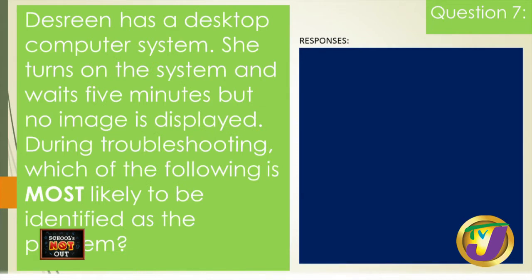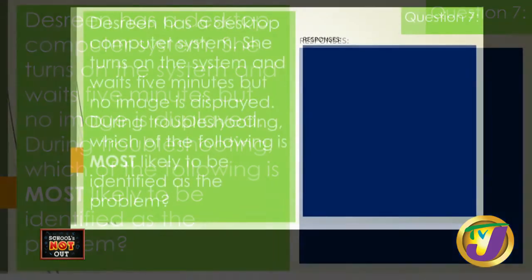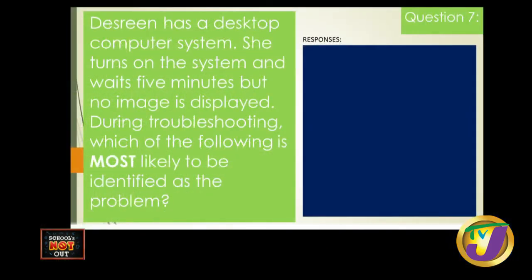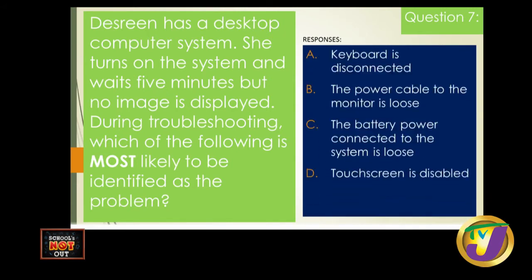Next question. Question 7. Desireen has a desktop computer. She turns on the system and waits 5 minutes, but no image is displayed. During troubleshooting, which of the following is most likely to be identified as the problem? A. The keyboard is disconnected. The keyboard is disconnected and there is no image on the screen. Very unlikely. B. The power cable to the monitor is loose. Very possible. C. The battery power connected to the system is loose.